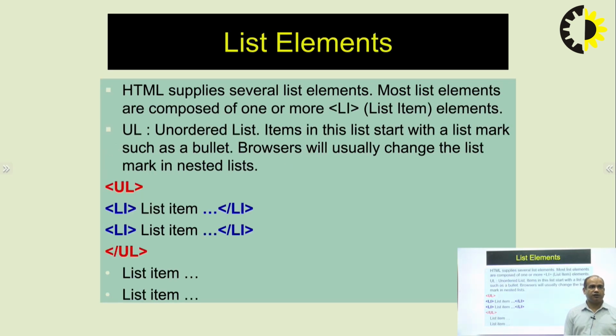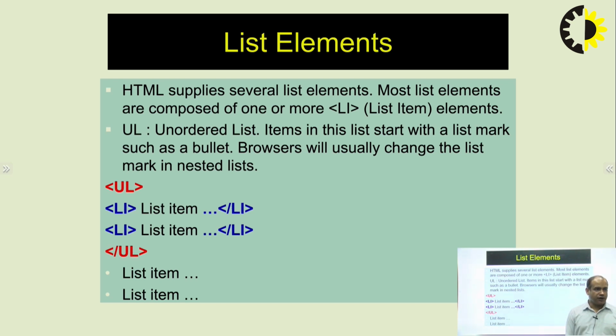So, first of all, list. List is basically a sequential, or we can say linear, order of items. HTML supplies several list elements. Most list elements are composed of one or more li items. Li represents list item elements. There are three kinds of list, as I discussed earlier: ordered, unordered and definition list.